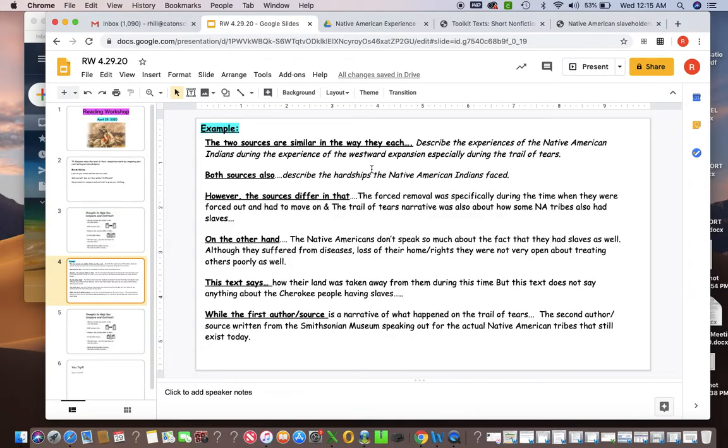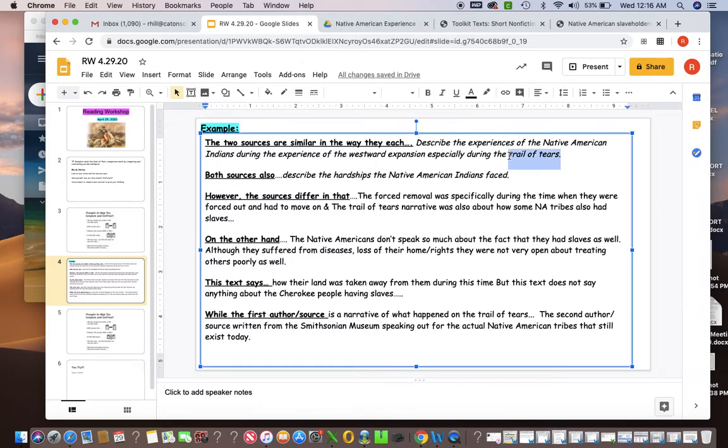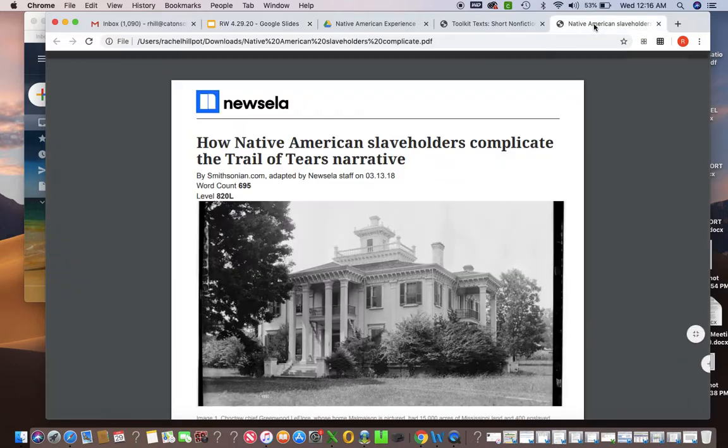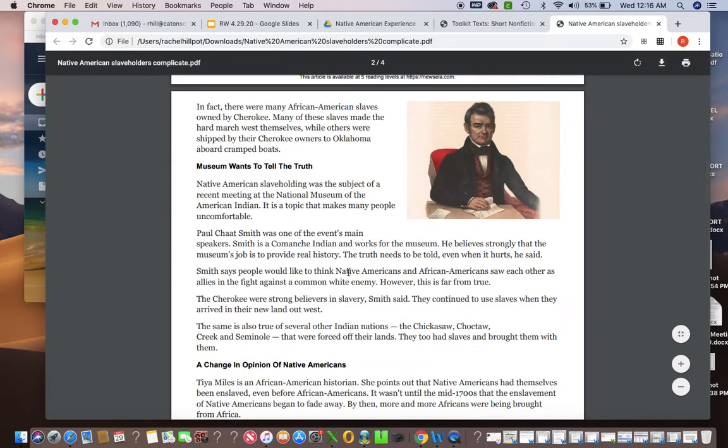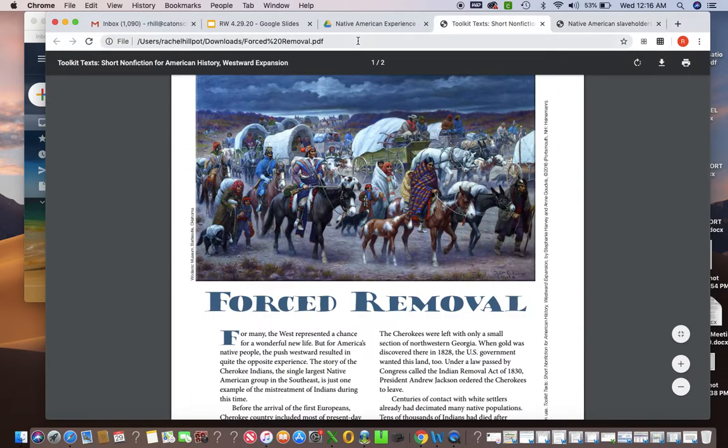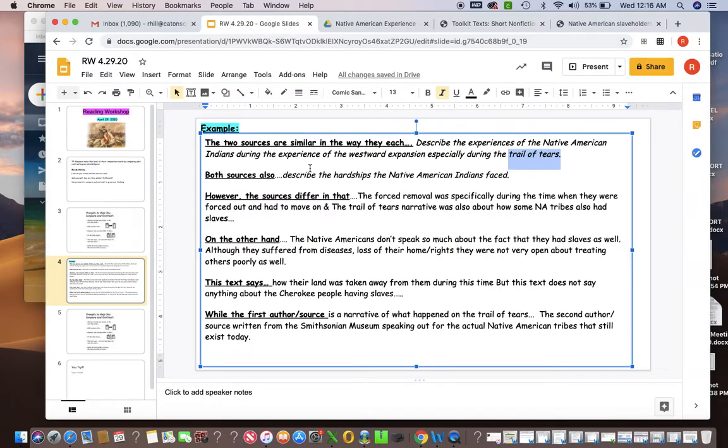Here's my exemplar. The two sources are similar in the way that each describes the experiences of the Native American Indians during the westward expansion, especially during the Trail of Tears, right? Both articles touch upon what happened during that time. Both sources also describe the hardships the Native Americans faced.